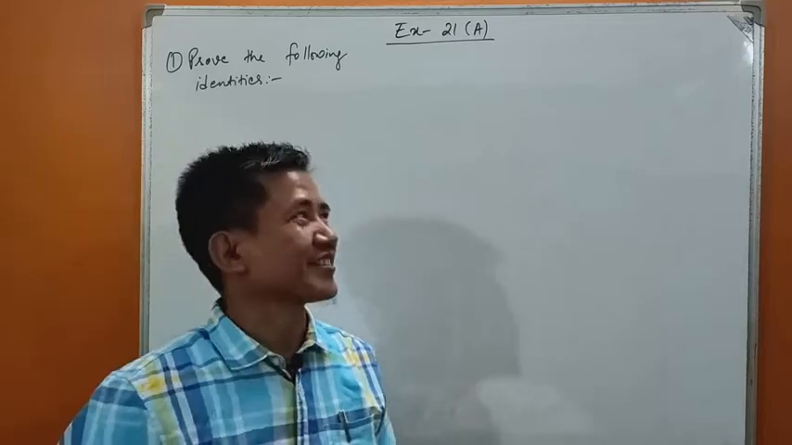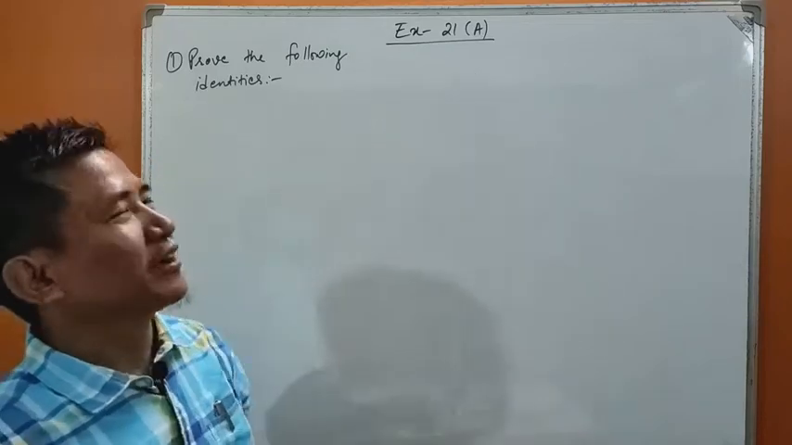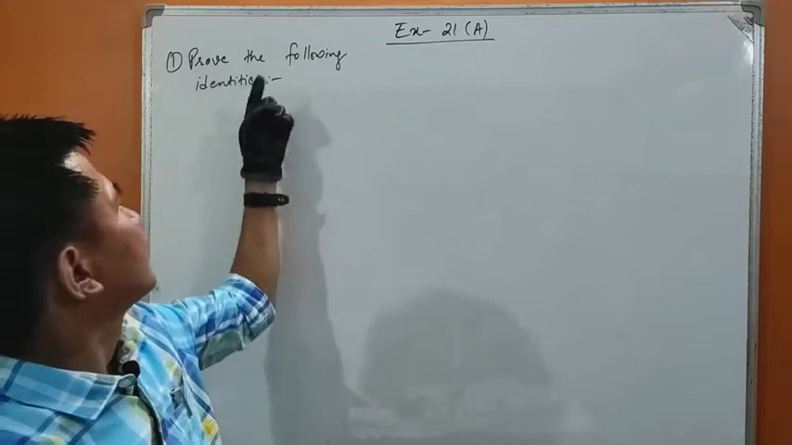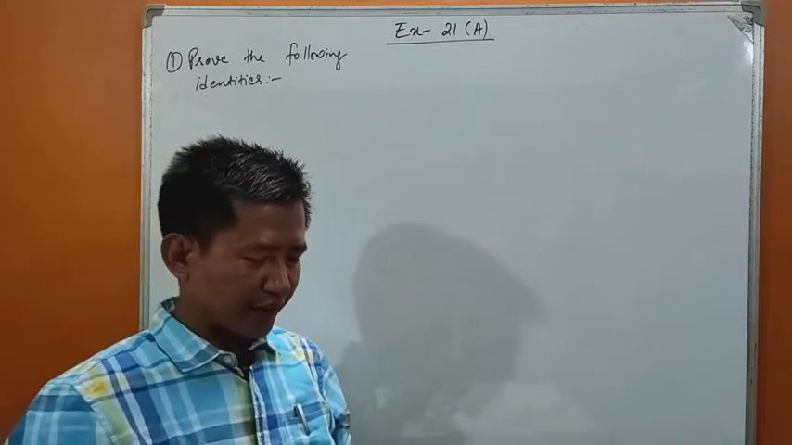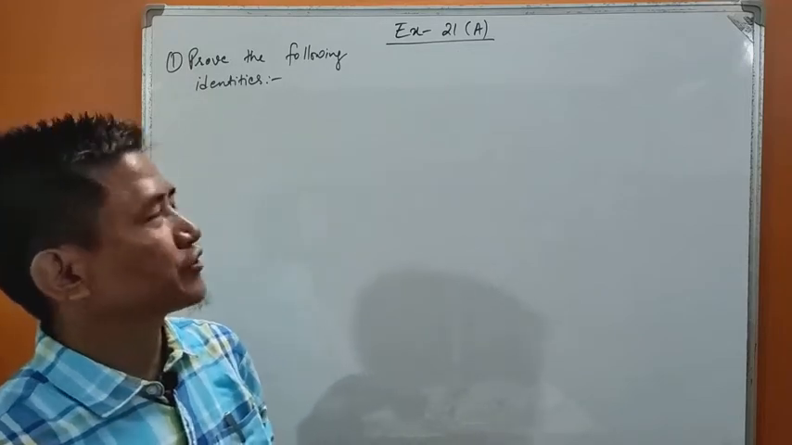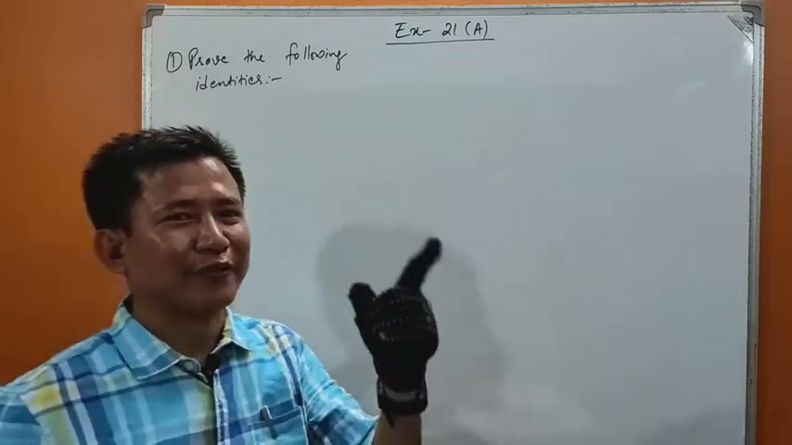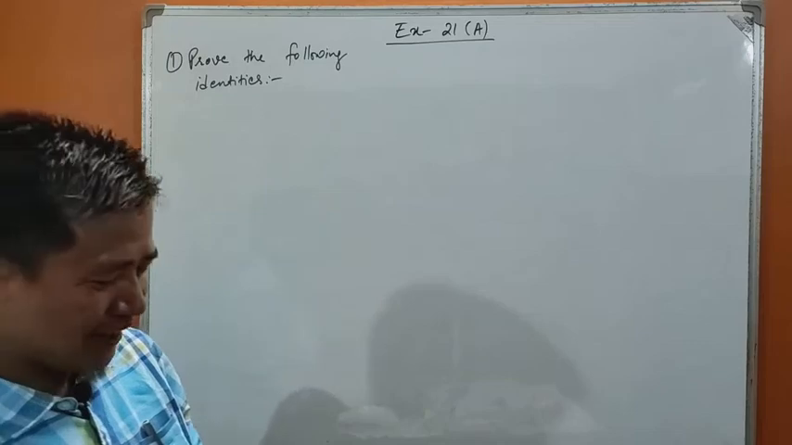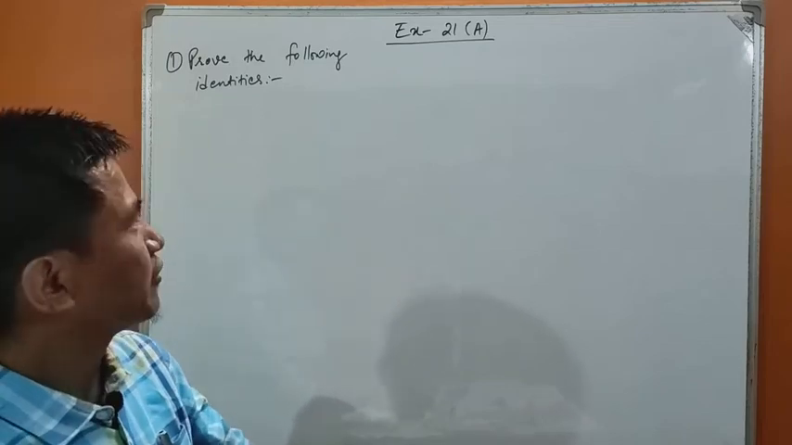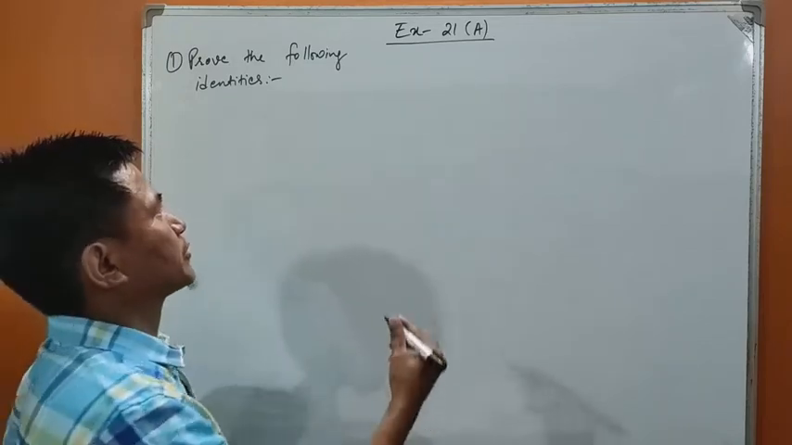Hello students, let's start a new chapter, that is exercise 21a. Prove the following identities, trigonometrical identities. But before we proceed on solving the questions from this chapter, let us see the formula that will be helpful for us to solve the problems. Let us first see the formula and then only we will proceed.